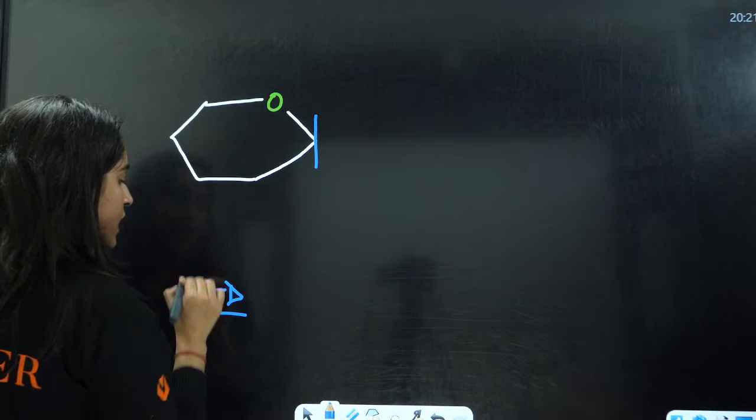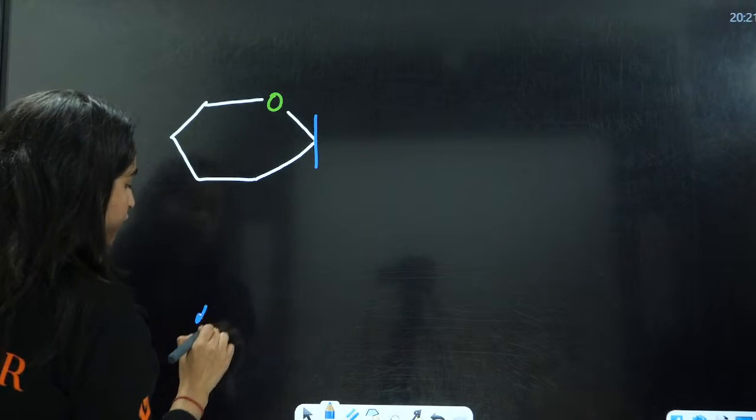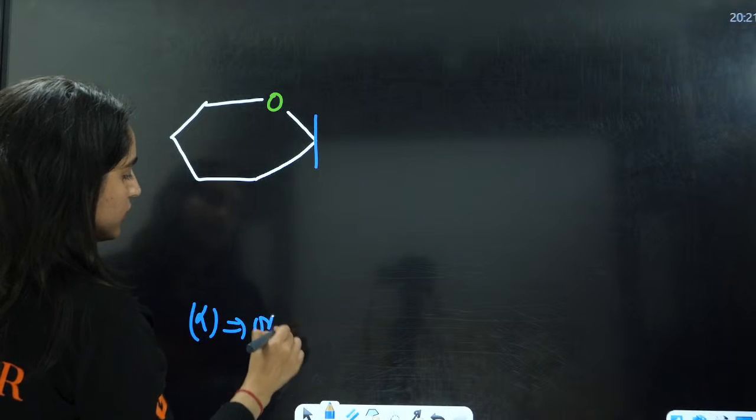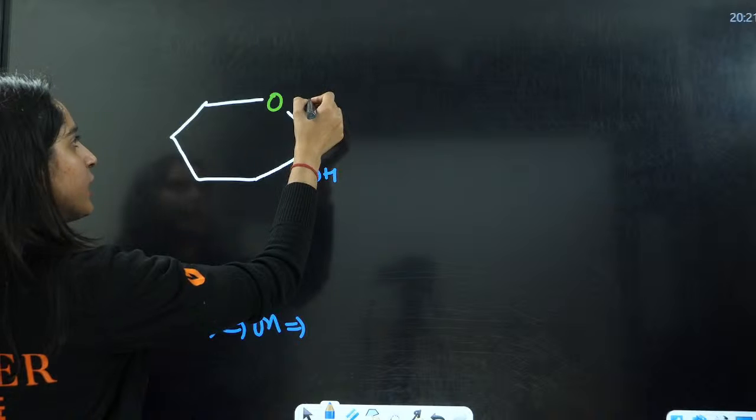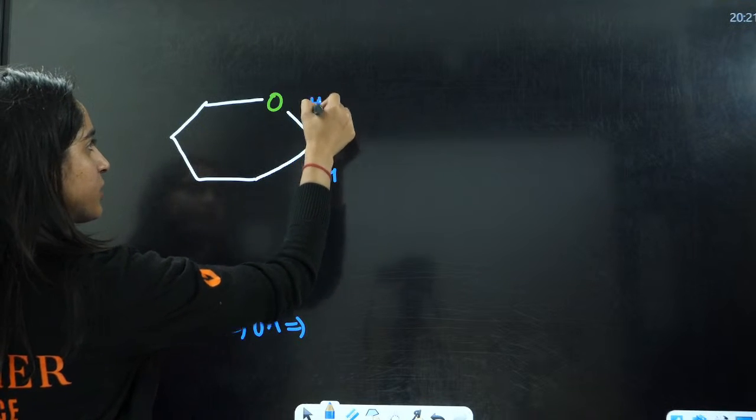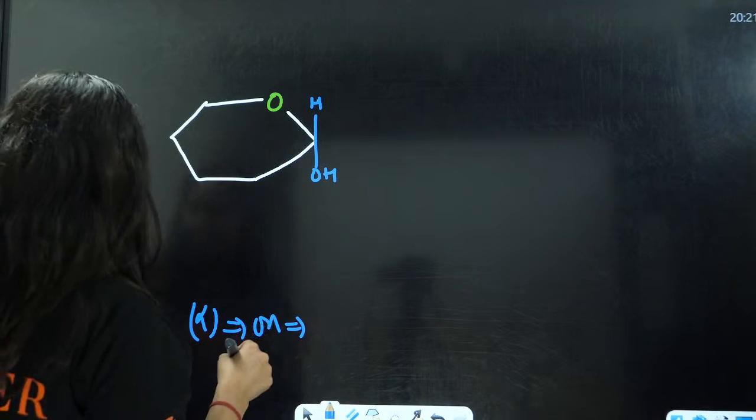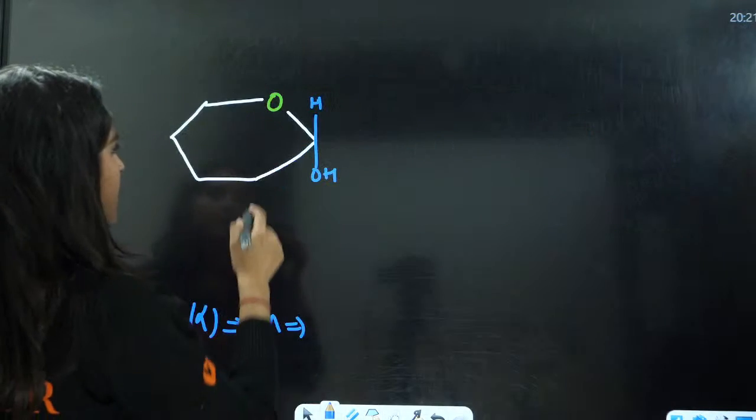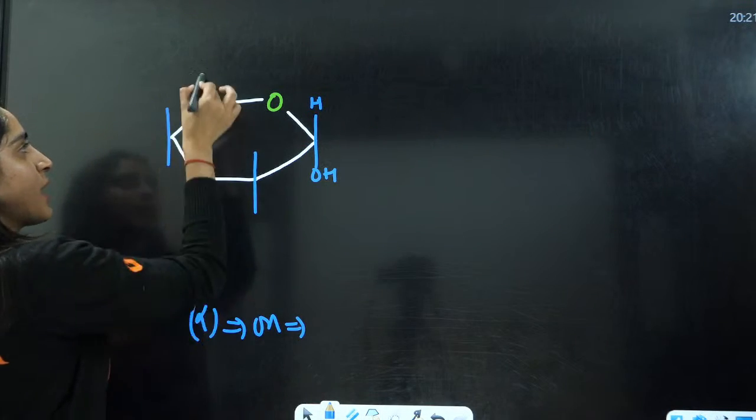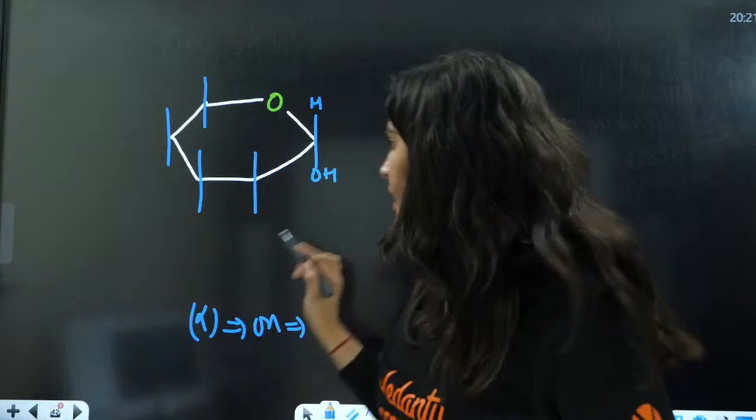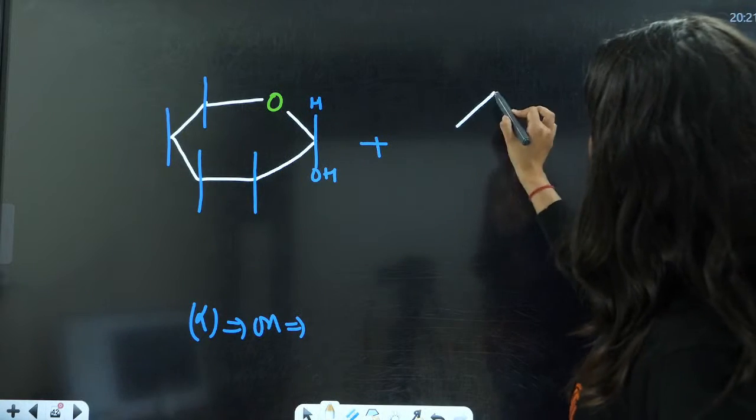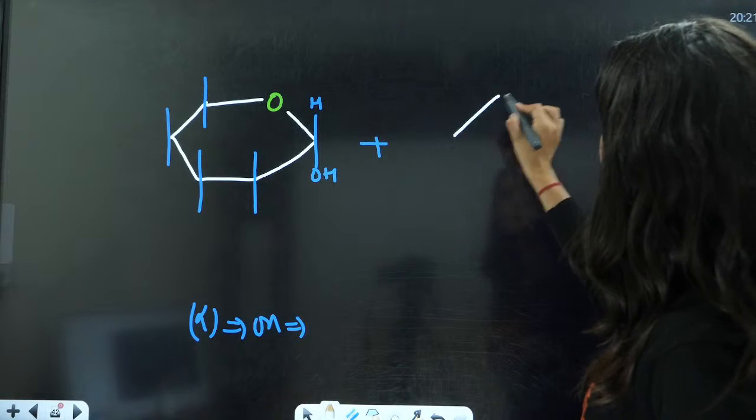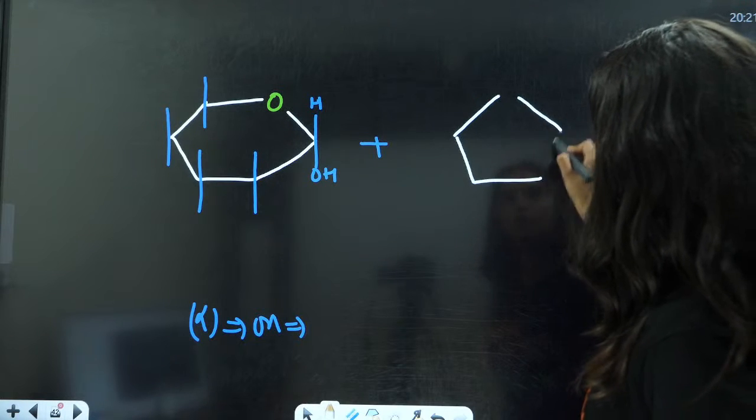Alpha means you have OH on the downside, and here you have H here. Okay, this is the alpha. Everything else is going to be the same. Next you have, this is beta fructose. This is beta fructose.